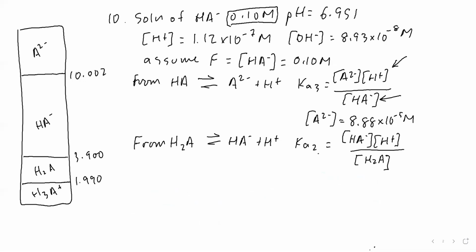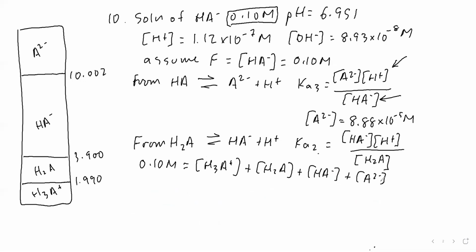So here's our assumption that 0.1 molar, we know the formal concentration is going to include all of the concentrations of all the species. So we can just rearrange this, because what we're saying is, what is the final concentration of the HA minus? This is what we want. And we have calculated values for A2 minus, H2A, and H3A plus. So we just do a little subtraction.